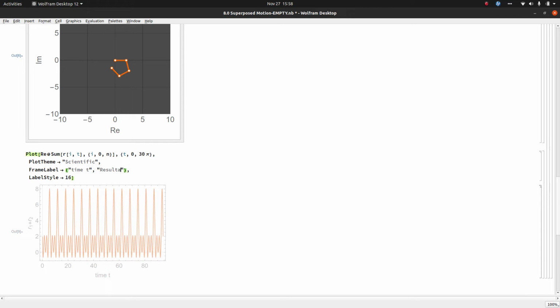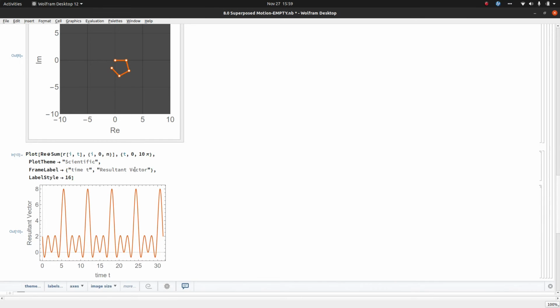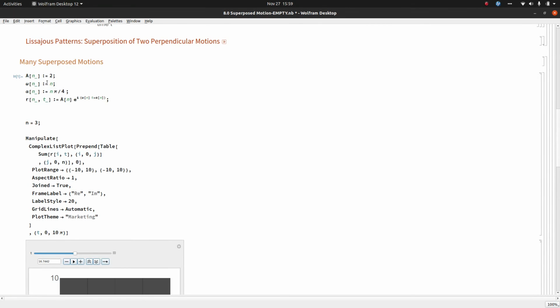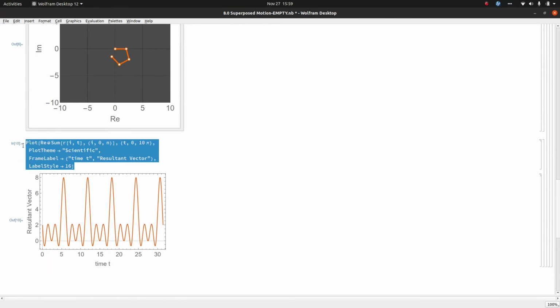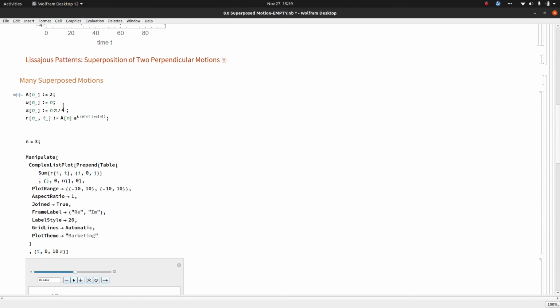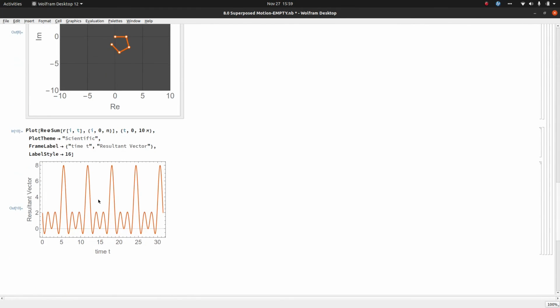And I'll just make sure we get the right label. This is the resultant vector. Let's make that a little nicer. Yeah. I'm going to stop there. I will let you play around. You can see what happens if you use more complicated functions for how the superposed motions are changing. You can get some interesting shapes and some interesting superposed oscillations just by playing around and tweaking some parameters.